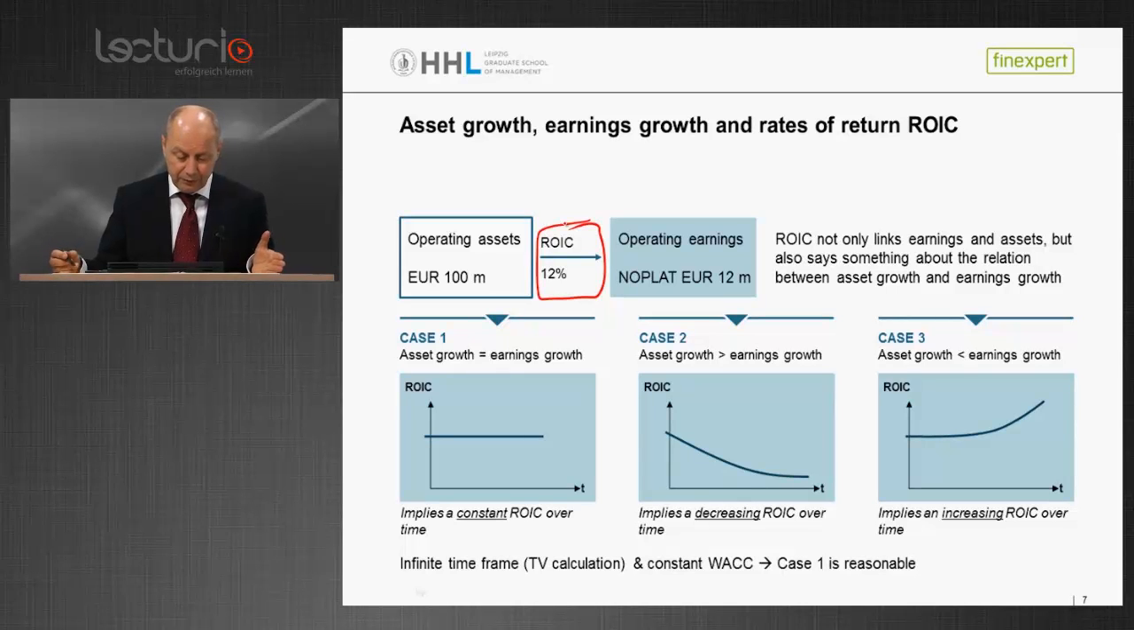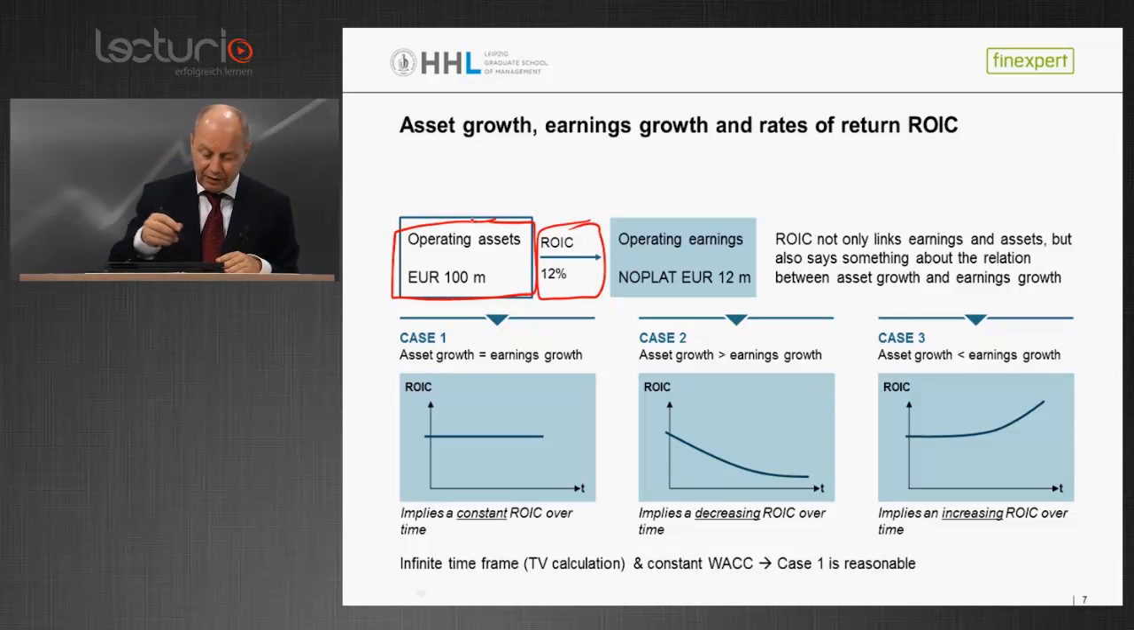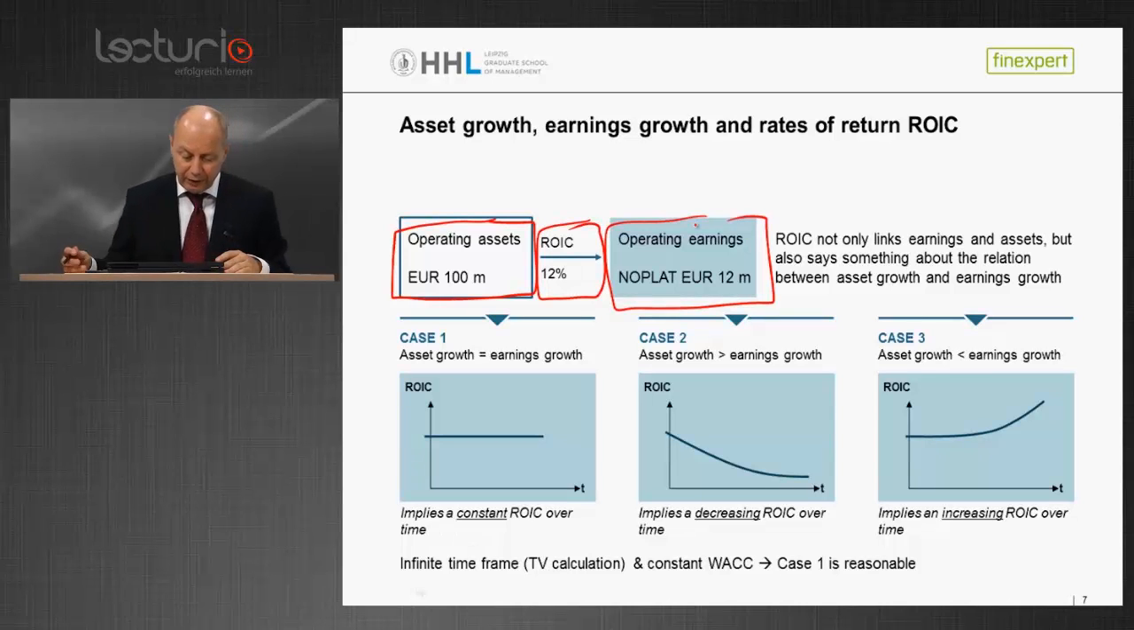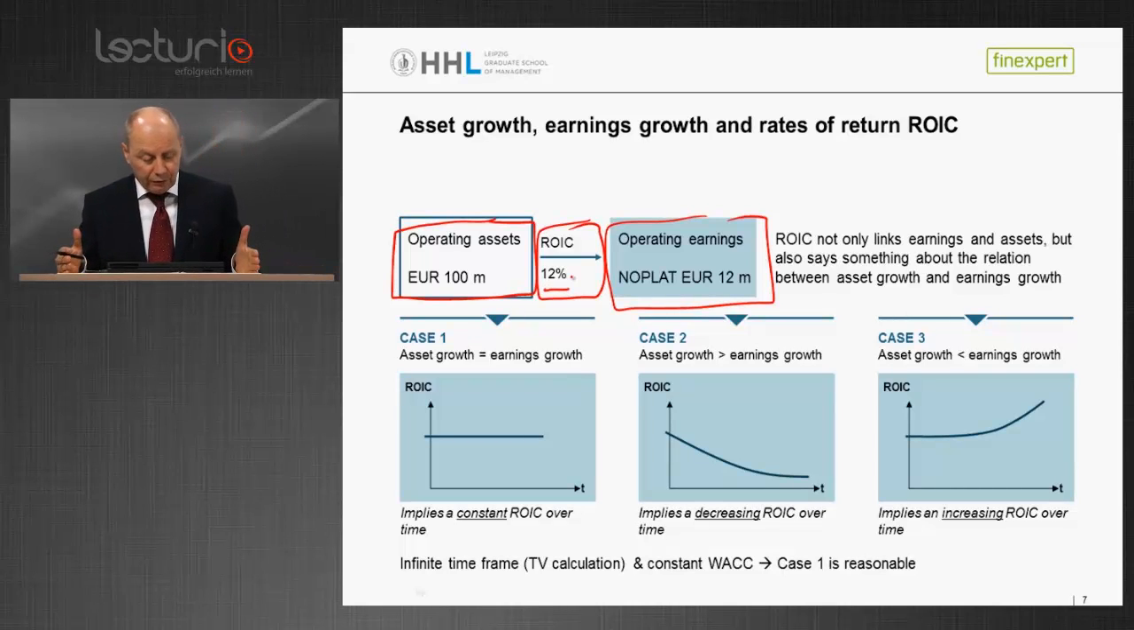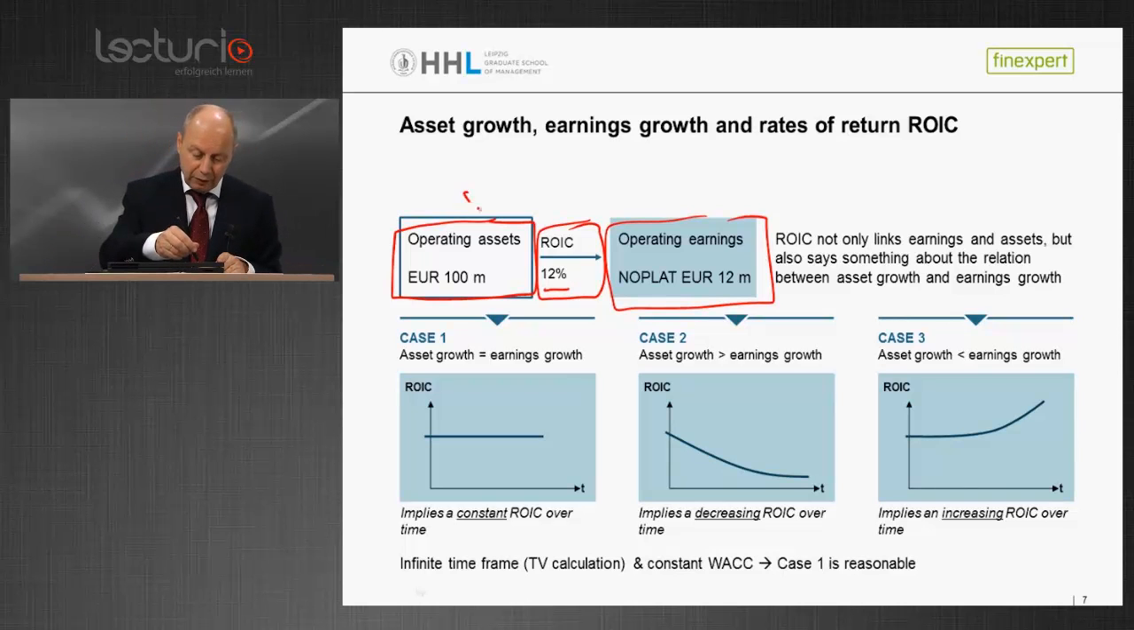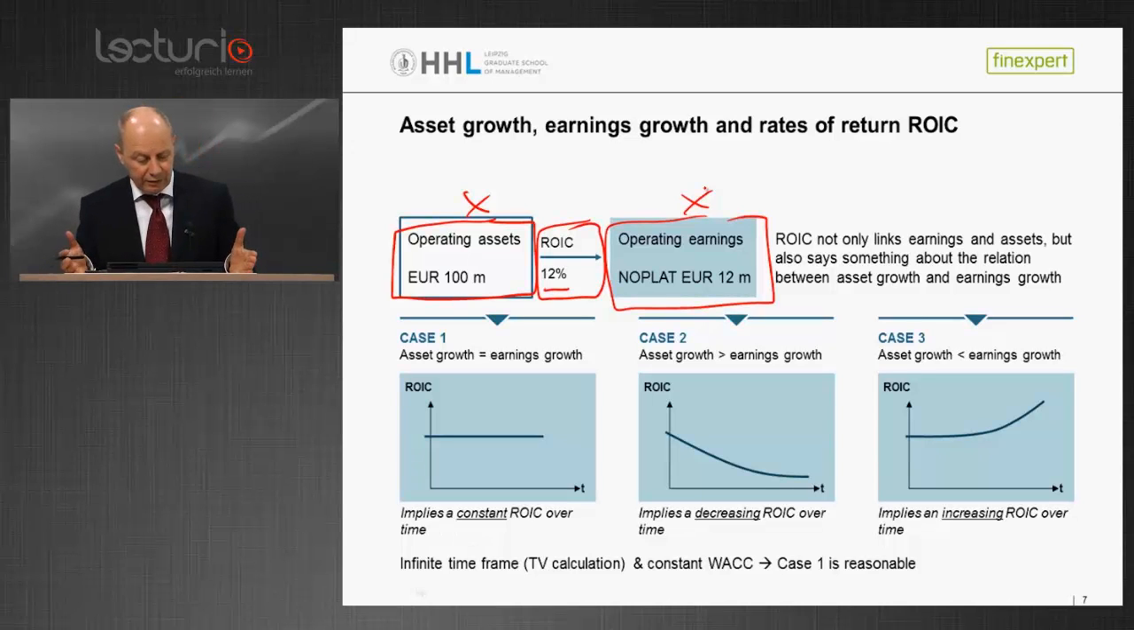So in this example, you see here we have operating assets, invested capital, of 100 million. We have operating earnings of 12 million, and our rate of return, the ROIC, the rate of return on invested capital, is linking the two. In our simple example, it's 12% here. And now the idea is that the growth of both assets and earnings must be equal to each other. Otherwise, our ROIC is either hitting the roof or is declining towards zero.